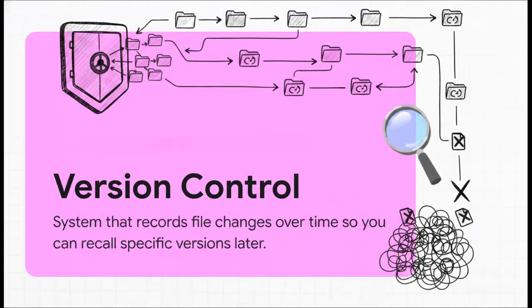So, formally speaking, version control is just a system that records changes to a file or a whole set of files over time. It lets you recall specific versions later on. It essentially serves as your absolute insurance policy against data loss. Without it, managing even a tiny project can quickly descend into conflicting changes and endless headaches.